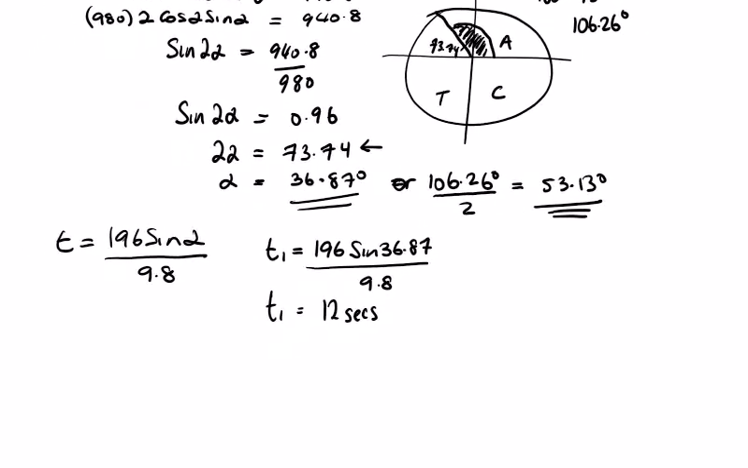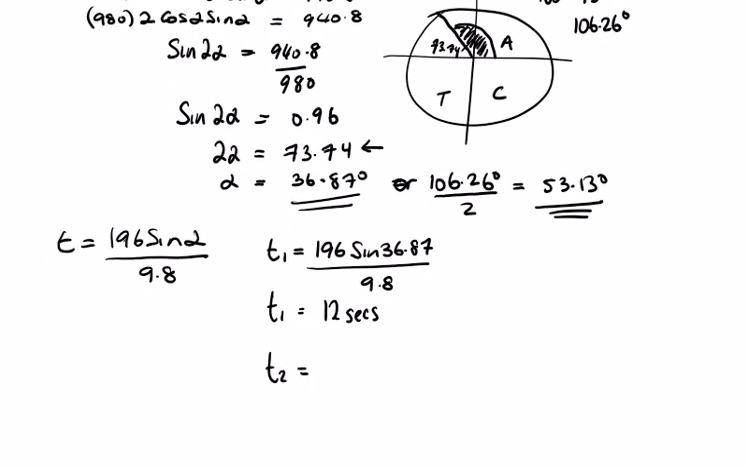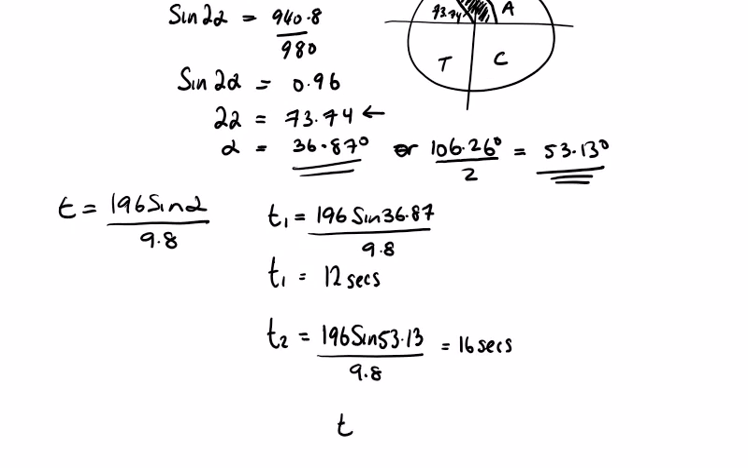And the second time, T2, is equal to 196 sine 53.13 divided by 9.8. That's going to give me 16 seconds. So the T2 minus T1, the difference in times, is equal to 4 seconds.